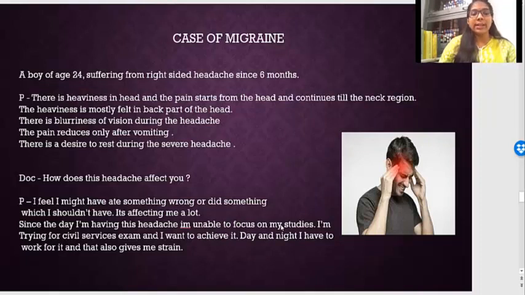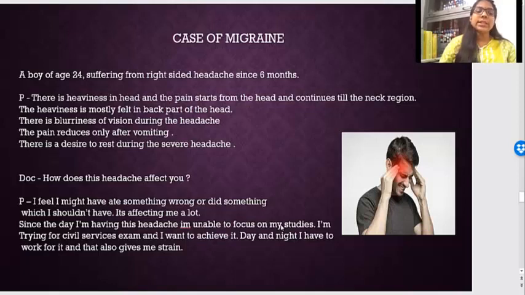We have to further understand the case. So, then you have to ask, how does this headache affect you? The patient says, I feel I might have ate something wrong or did something which I shouldn't have. So it's affecting me a lot. Since that day, I am having this headache. I am unable to focus on my studies. I am trying to clear civil examination and I want to achieve it. Day and night, I have to work for it and that gives me strain.